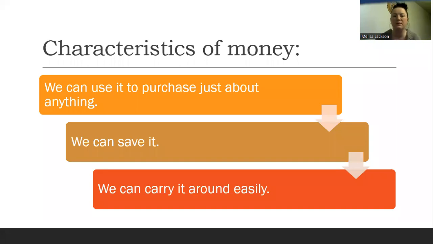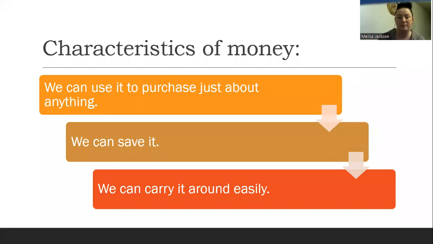What are the characteristics of money? Like we said, we can use it to purchase just about anything, whether it be shelter, clothing, gifts or vacations, college tuition. We can use money for many things in today's world.